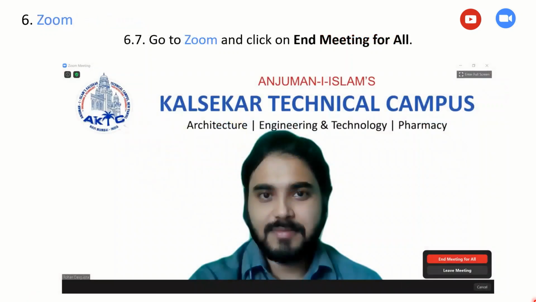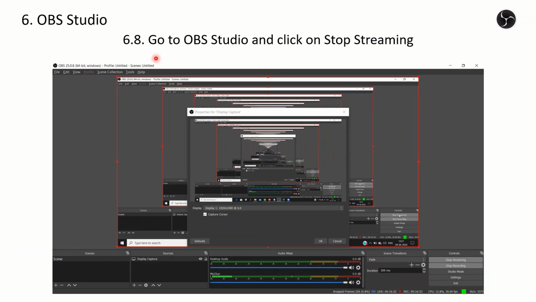Then you have to go back again to Zoom, and now the streaming is off. You can have a little informal chat with the speakers and all, and with the permission of everybody, you can end meeting, and end meeting for all. This will end your Zoom meeting as well. And lastly, you should go to OBS Studio and click on stop streaming. So here you have to click on stop streaming. So your YouTube live is off, your Zoom meeting has ended, and your streaming has also stopped.